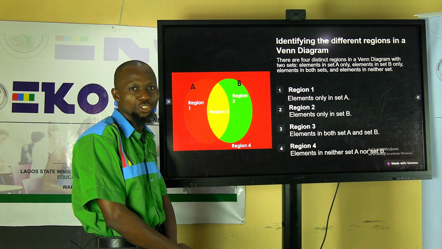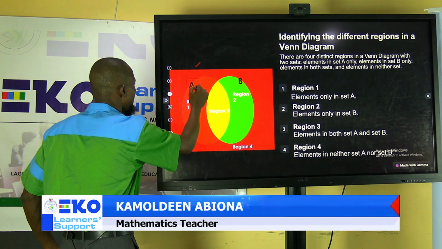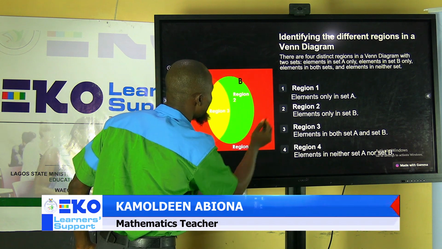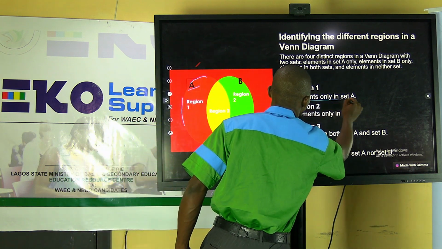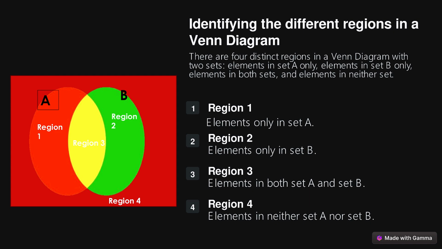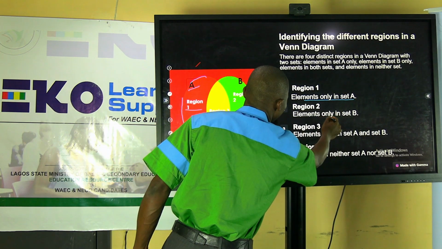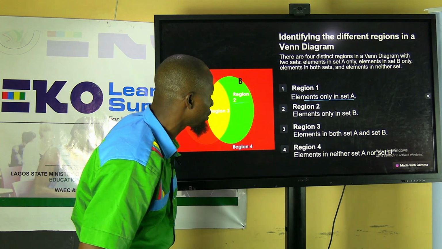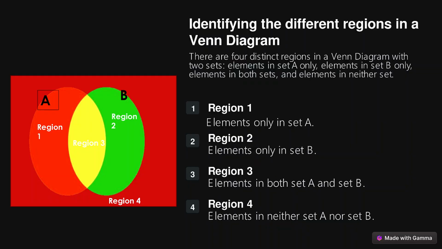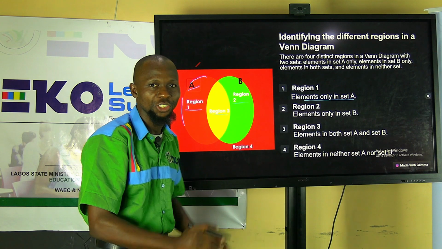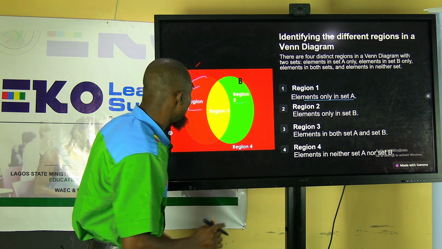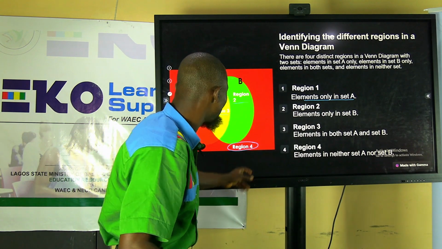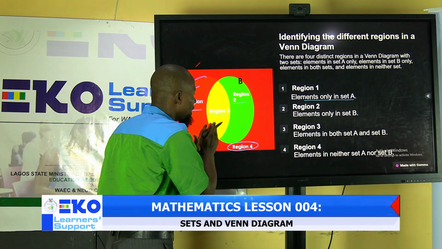So this is a combination of two sets. This is set A represented with this particular circle. We have set B, and the region here is elements only in set A. Region 2 is elements only in set B. And we have region 3, which is both sets. That is the intersection, the overlapping area that I mentioned earlier. Then we have the region outside, which does not belong to A and B.